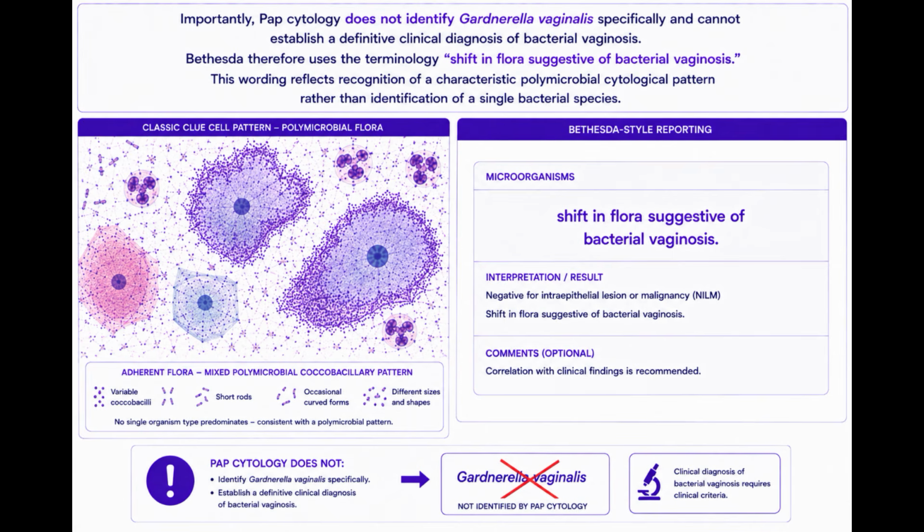Importantly, Pap cytology does not identify Gardnerella vaginalis specifically and cannot establish a definitive clinical diagnosis of bacterial vaginosis. Bethesda therefore uses the terminology shift in flora suggestive of bacterial vaginosis. This wording reflects recognition of a characteristic polymicrobial cytological pattern rather than identification of a single bacterial species.